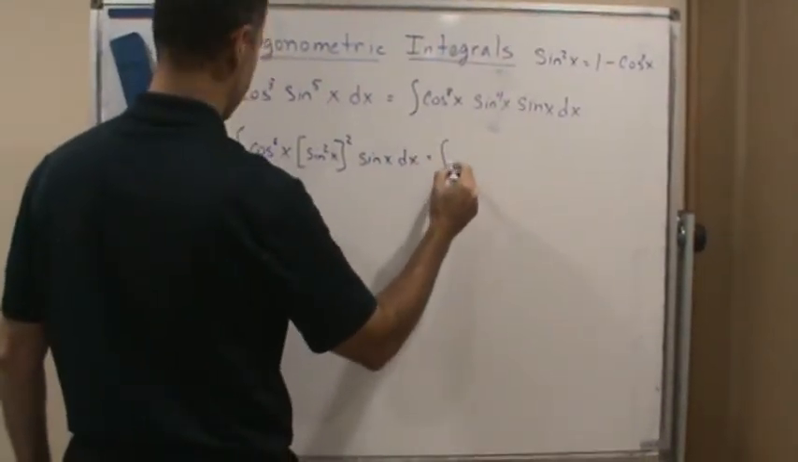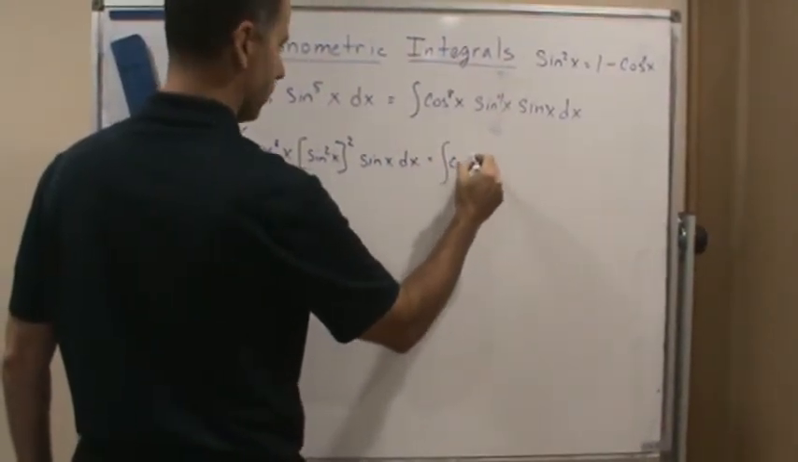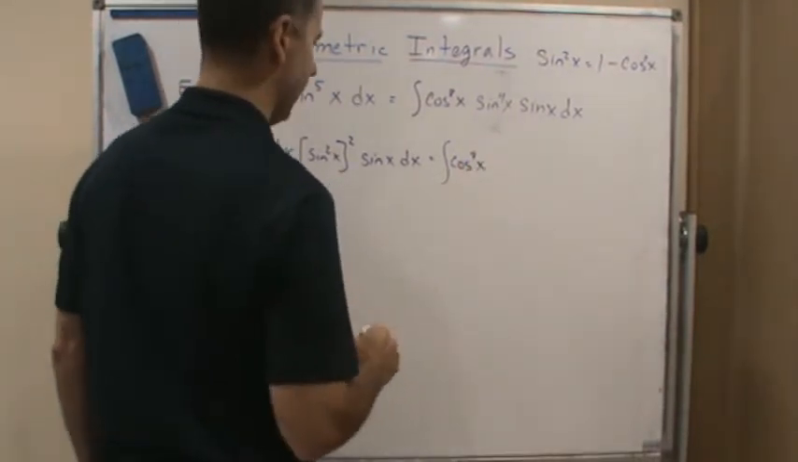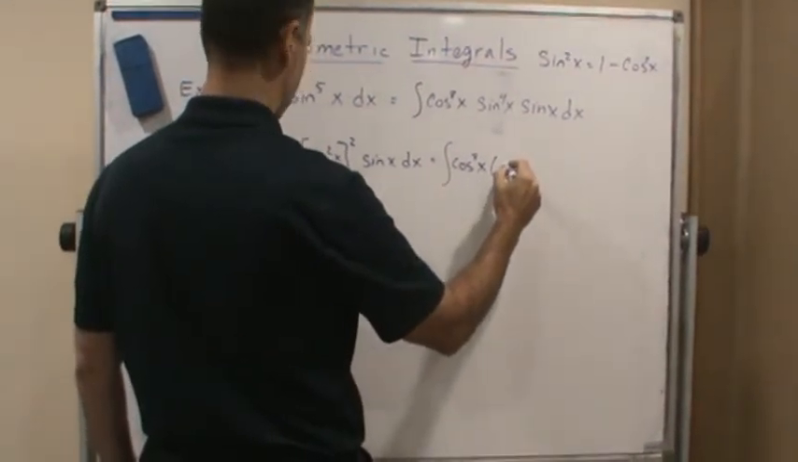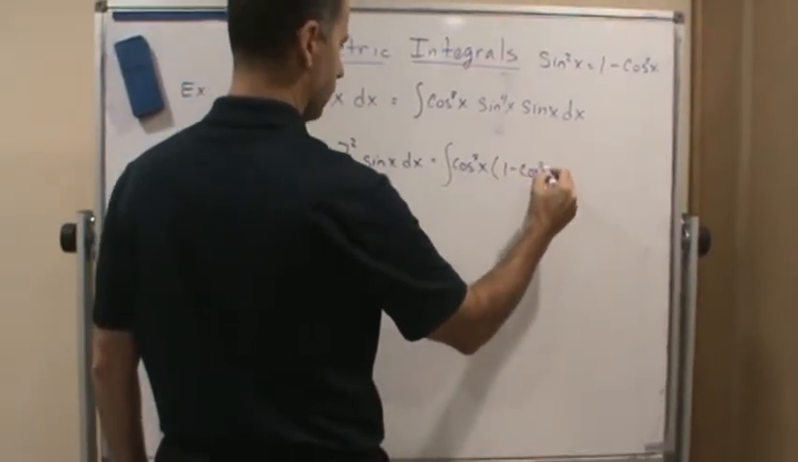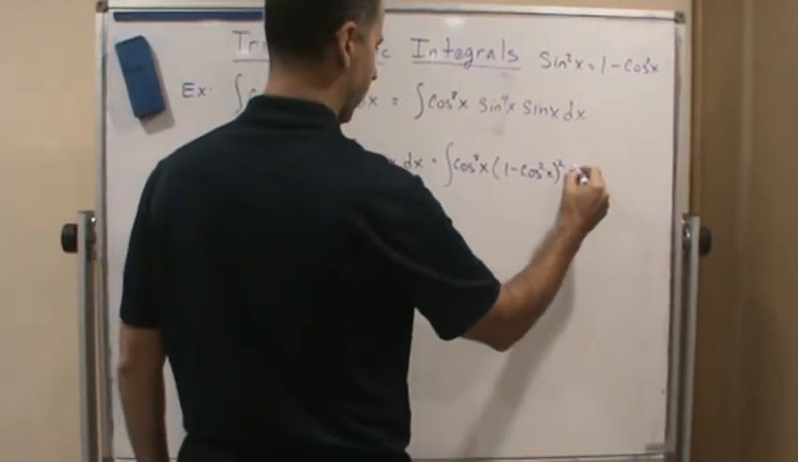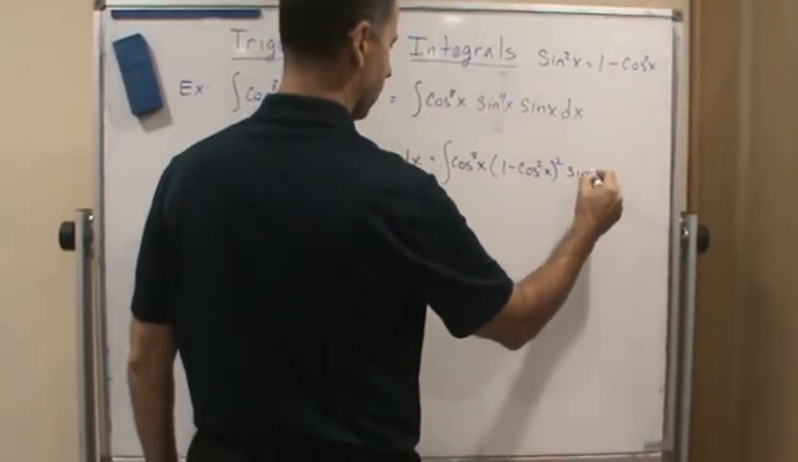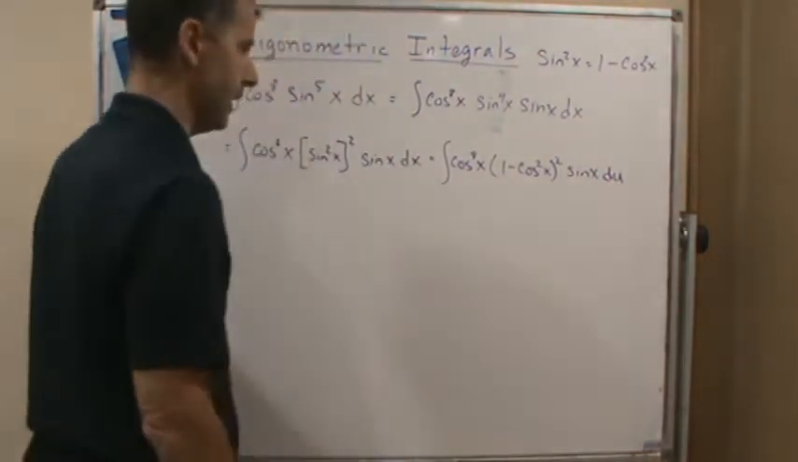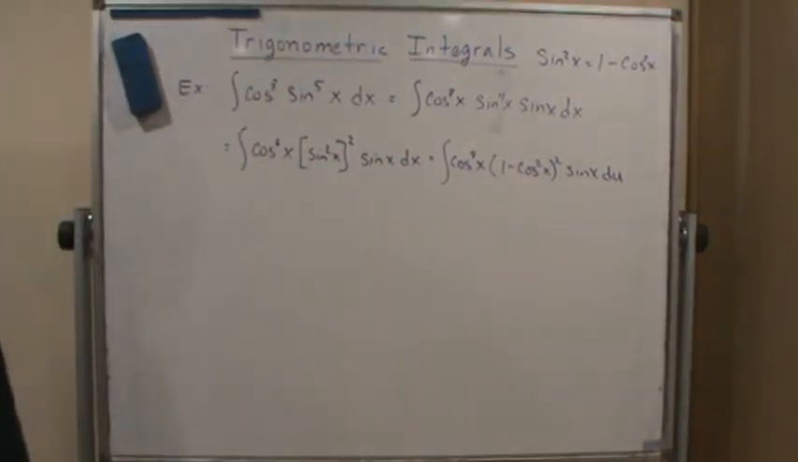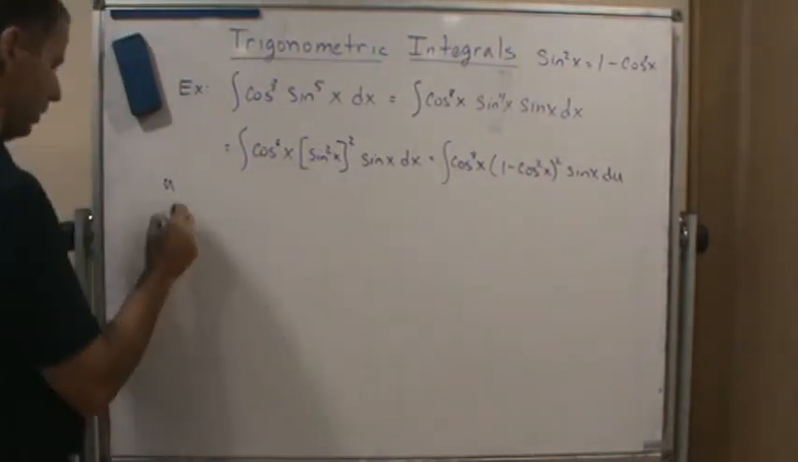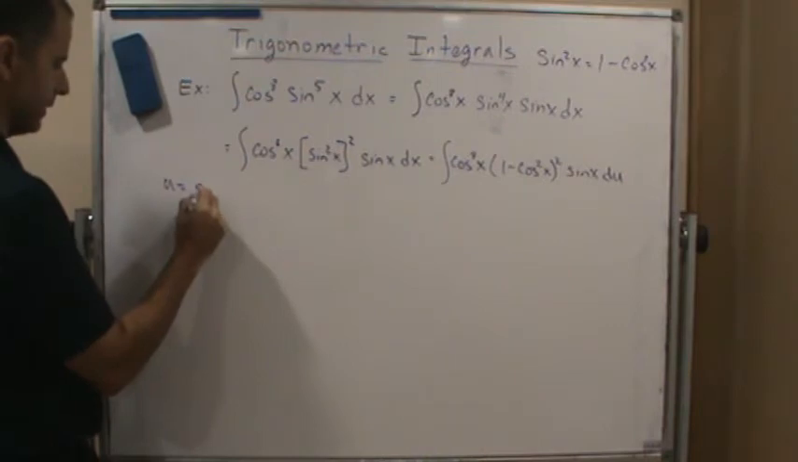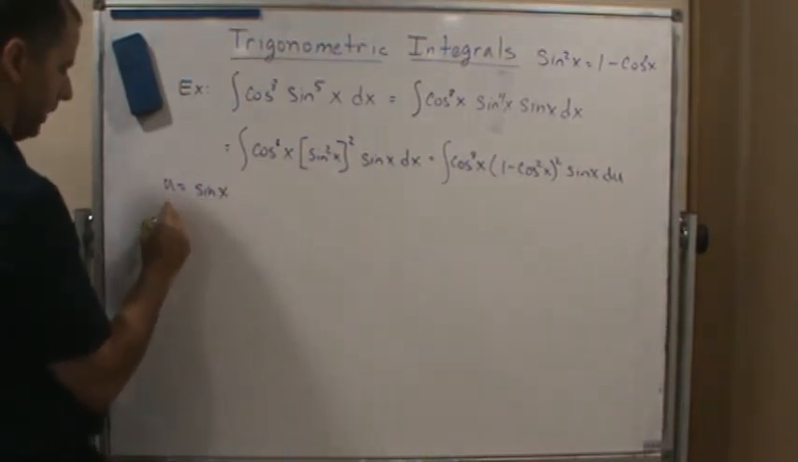Okay, so this is going to become cosine 8x, and this is going to become 1 minus cosine squared x, quantity squared, sine x dx. And so now I'm going to use my u substitution. So now u equals sine x, and du equals negative, hold on.